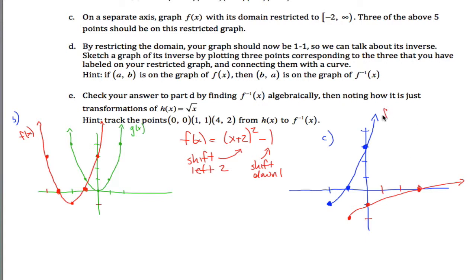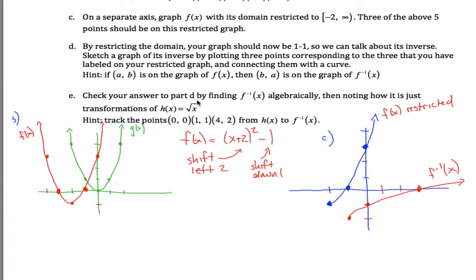So this is f of x restricted, and then this is f inverse of x. All right. You might see there's some symmetry going on here. That's always true. This is going to be symmetric across this diagonal line here whenever you're talking about inverses, because we're basically switching the inputs and the outputs. We're changing all the y's and the x's.